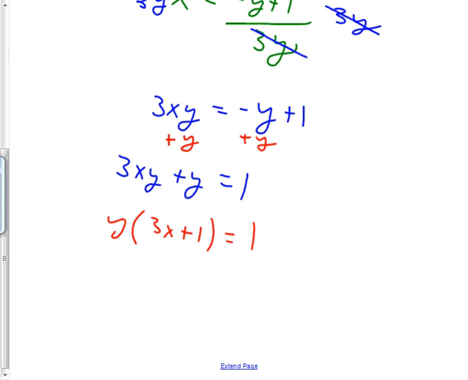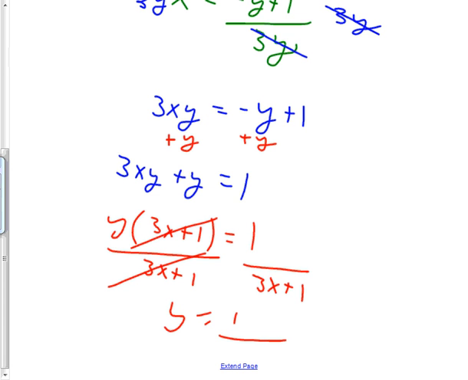All right. So once I got that y factored out, then the final step, you've got to keep telling yourself, get the y alone. Get the y alone. I've got to get rid of this. So I'm going to divide by 3x plus 1. Divide by 3x plus 1. These cancel. y is equal to 1 over 3x plus 1.